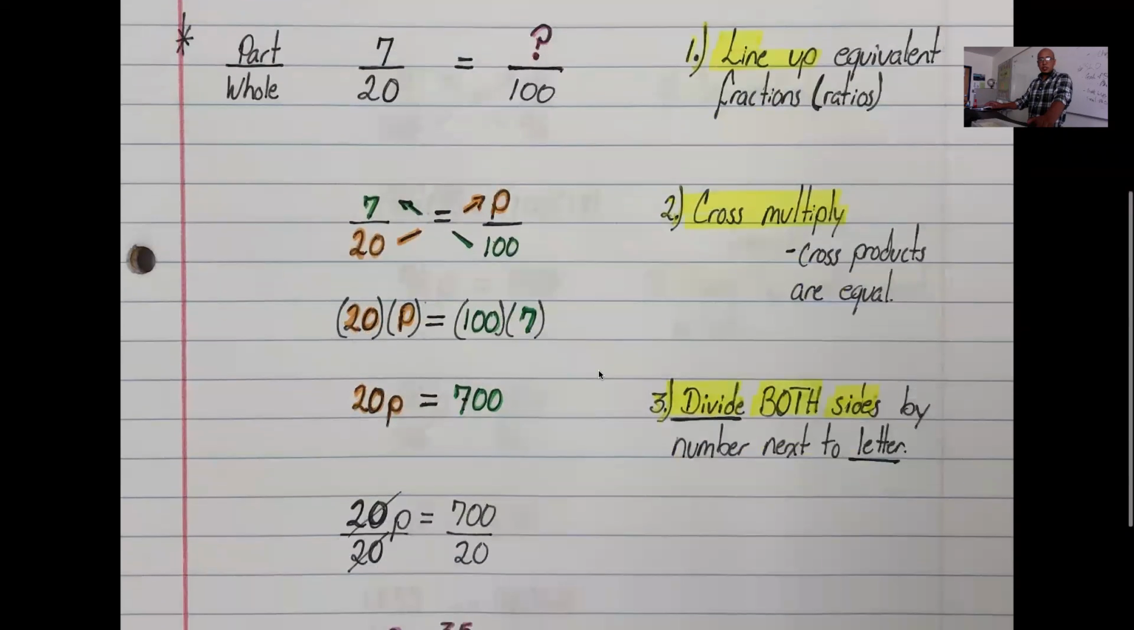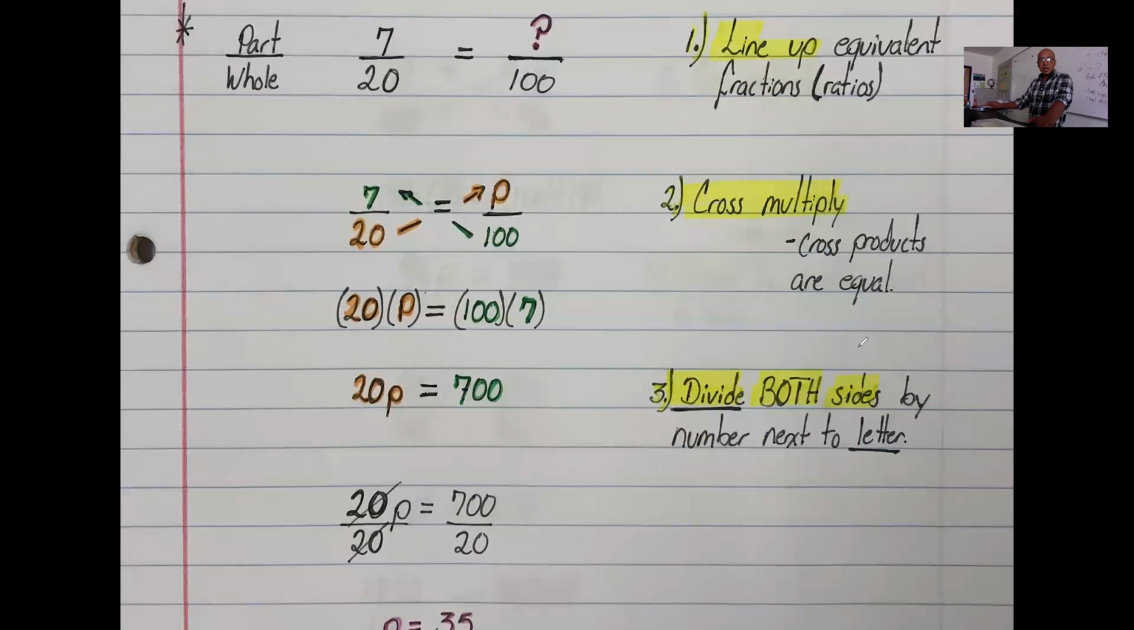And finally, we're going to divide both sides by the number next to the letter. Once we have our equation, I see my letter right here, meaning I'm going to divide by 20. And whatever I do to one side, I do to the other. By doing that, ladies and gentlemen, 20 divided by 20 is 1. That's going to tell me what I need to do to get my answer. In this case, divide 700 by 20, etc.